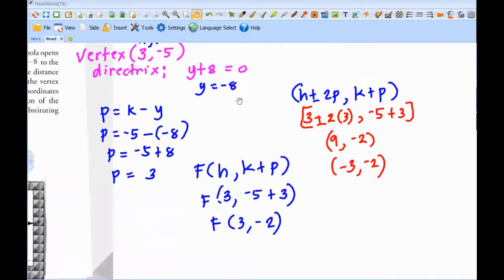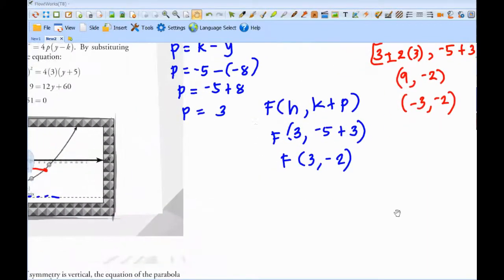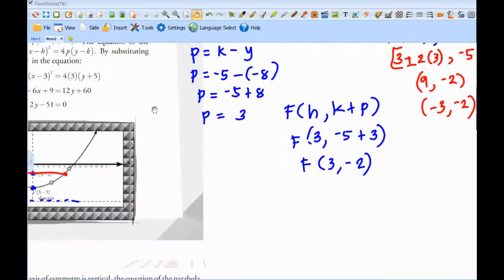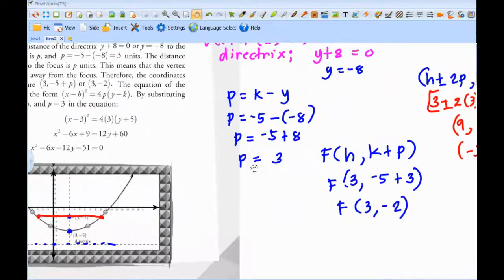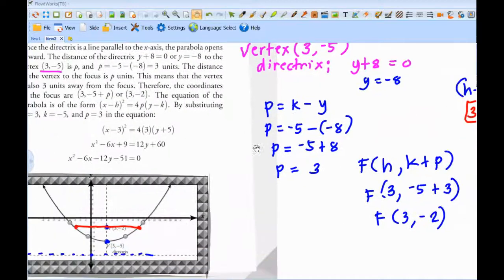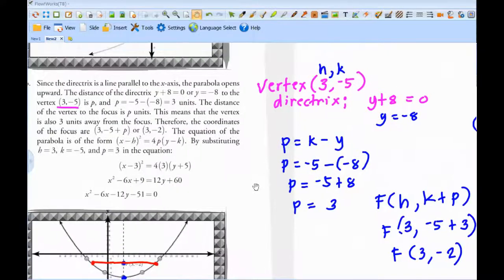Okay, so what is our formula? Red is here? Yes po. She's in a conference. Okay, so what is the formula of our opens upward?